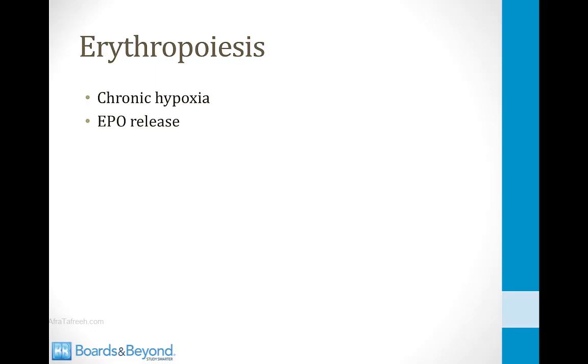Another thing you should know about sleep apnea, because they like to ask about it on the boards, is that the low oxygen can be a trigger for erythropoiesis. So the chronic hypoxia can stimulate EPO release, and patients who have sleep apnea can get an increase in their hematocrit. It's usually mild. They usually don't have a severe polycythemia, but they do see some increase in the red blood cell count because of the chronic hypoxia during sleep.